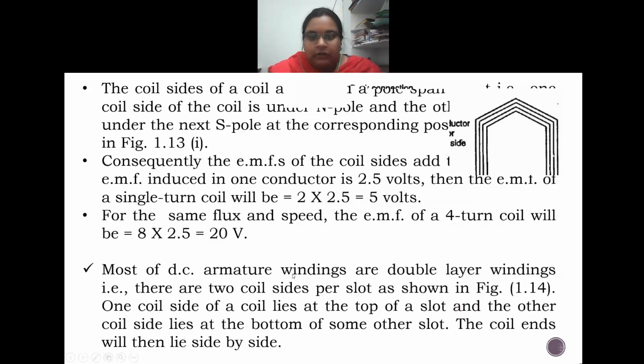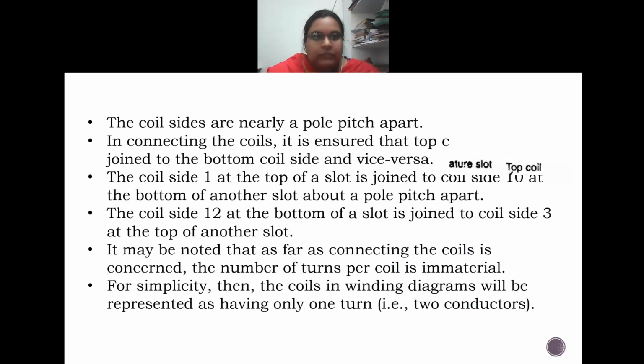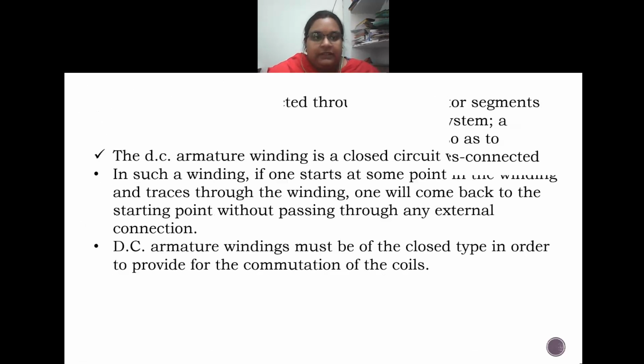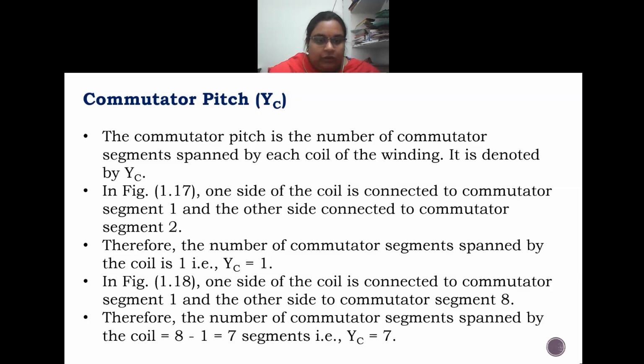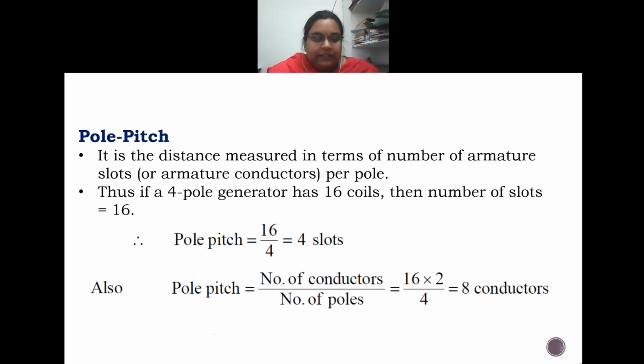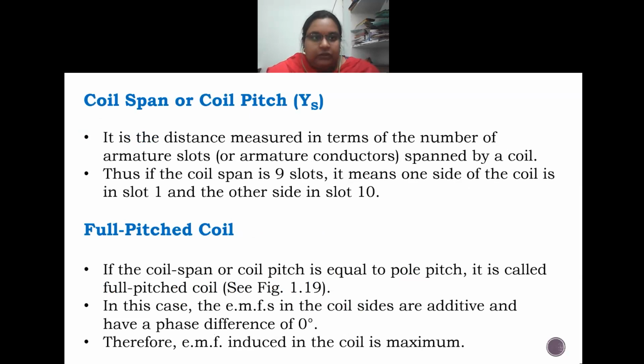Okay, so let's continue today's class. Along with these 5 general features, we have already seen the definition of the commutator pitch, as well as the definition of the pole pitch. So now the next definitions which we are going to see are, let us see.